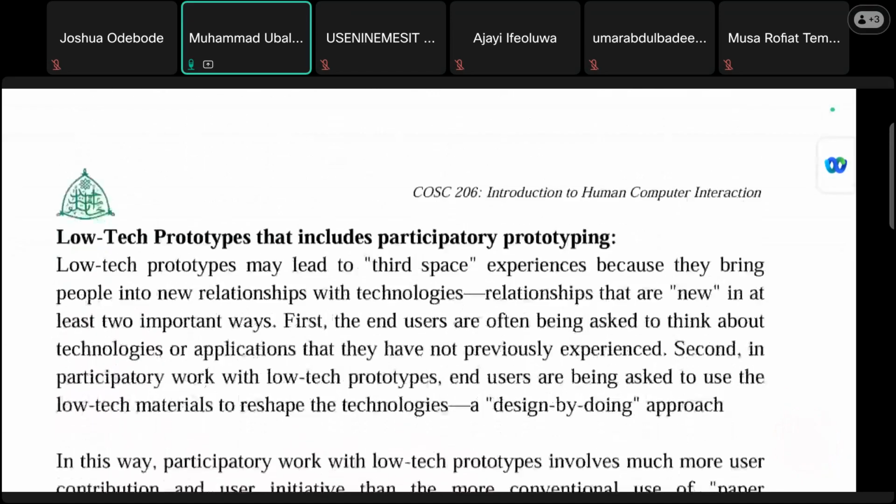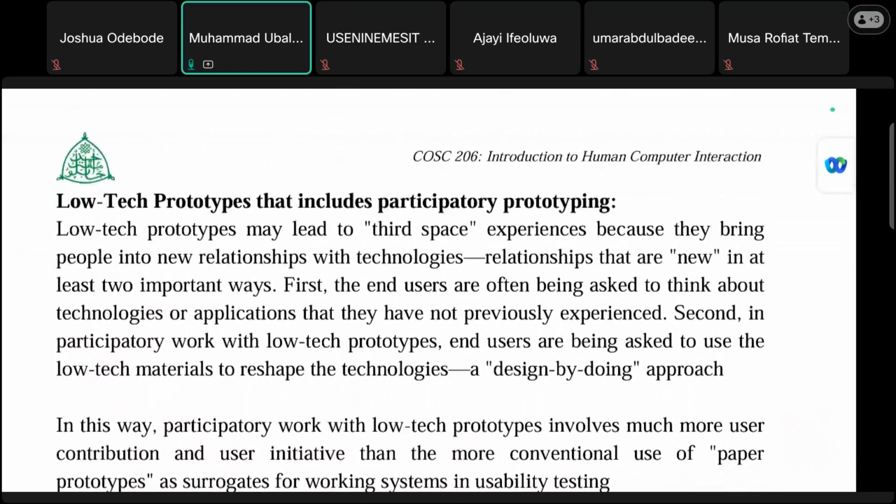Now let's start with the low-tech prototyping. Low-tech prototypes may lead to a third space experience because they bring people into new relationship with technology. Relationships that are new in at least two important ways. First, the end users are often being asked to think about technologies or applications that they have not previously experienced.